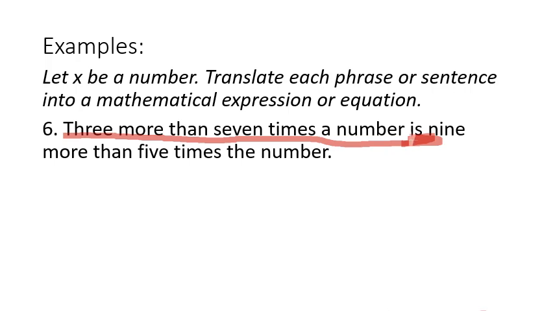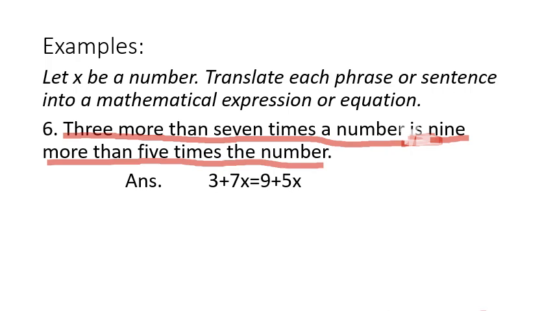So, 3 more than 7 times a number. Ano kaya yan kapag tayo ay magsasagot na? So, that is 3 plus, kasi more than, 7 times a number, so 7x. And then, yung kasunod niya, doon na tayo mag-focus, is 9 more than 5 times the number. So, that will be 9 plus, kasi more than, then 5 times the number, so 5x yun. So, the answer will be 3 plus 7x equals 9 plus 5x. Okay?